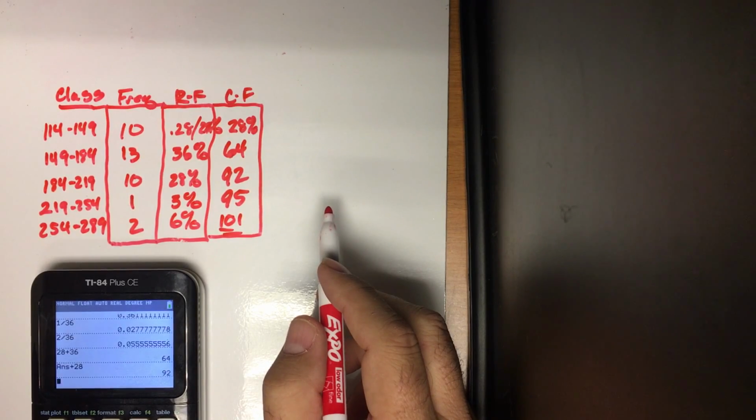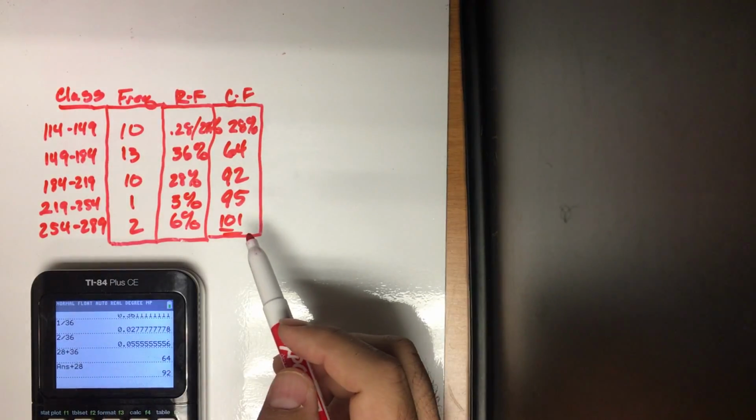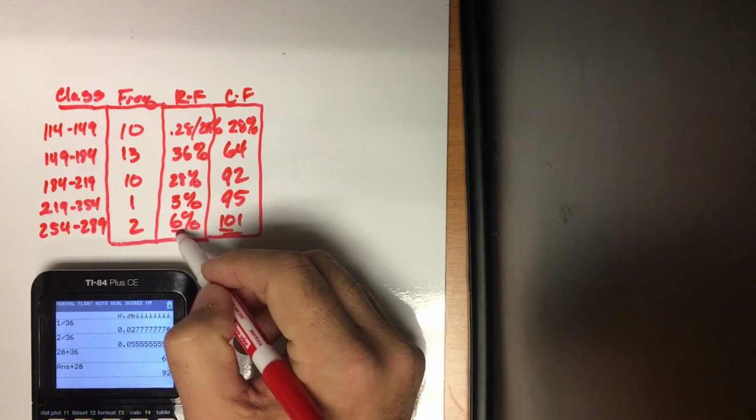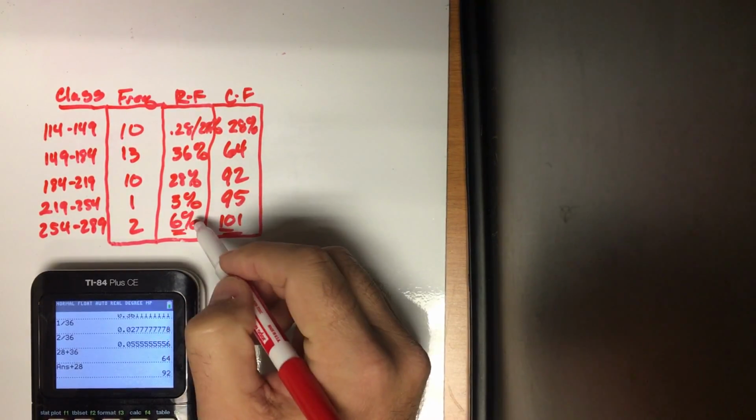Let's see, and then it wanted, oh, that's it. Frequency, relative frequency, and cumulative frequency. And there we go. And again, I think a suggestion here would be to take those out to at least one decimal place.